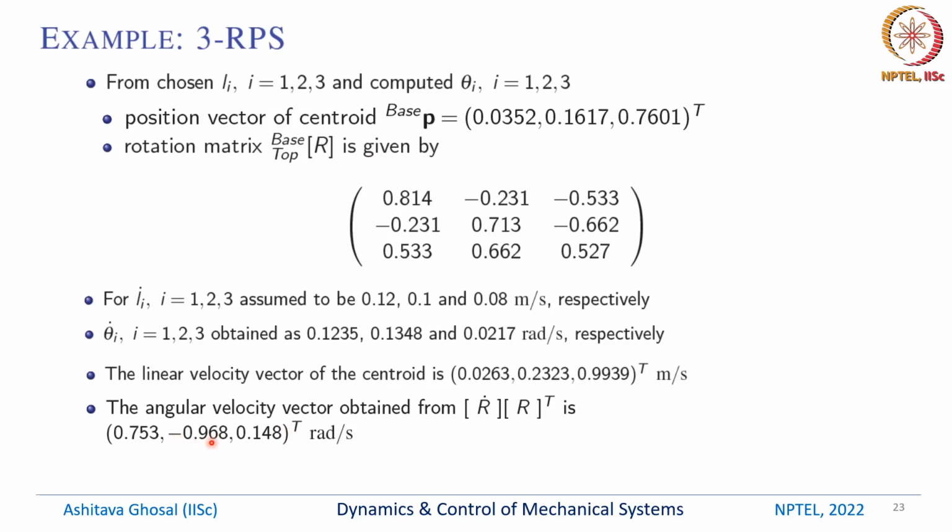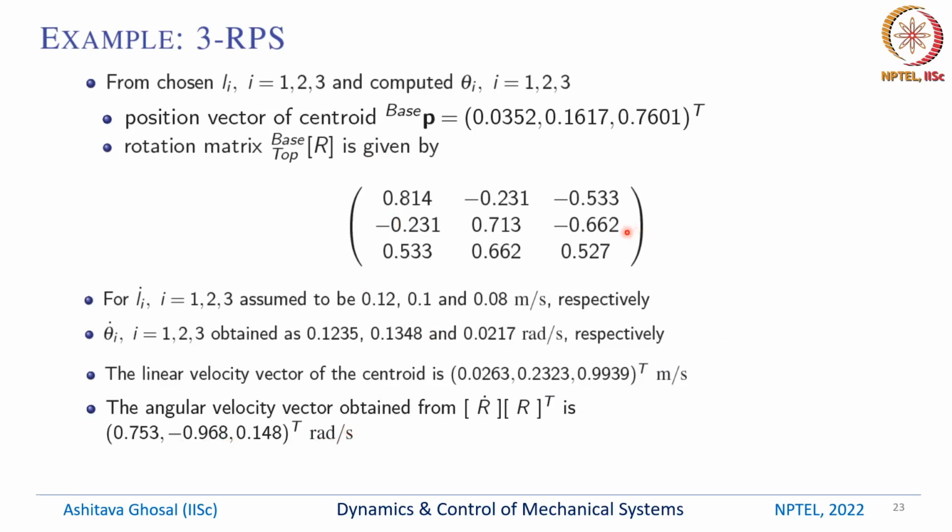The angular velocity vector can also be obtained from R dot R transpose. We have seen how we can obtain the angular velocity from the derivative of the rotation matrix, obtaining the skew symmetric matrix, and then extracting the three components in the skew symmetric matrix, which is exactly what has been done. And you will get 0.753 as the x component, so this is omega x, minus 0.968 is omega y, and 0.148 radians per second is the z component.